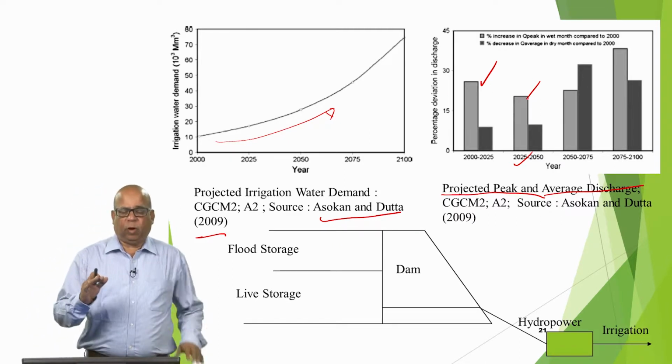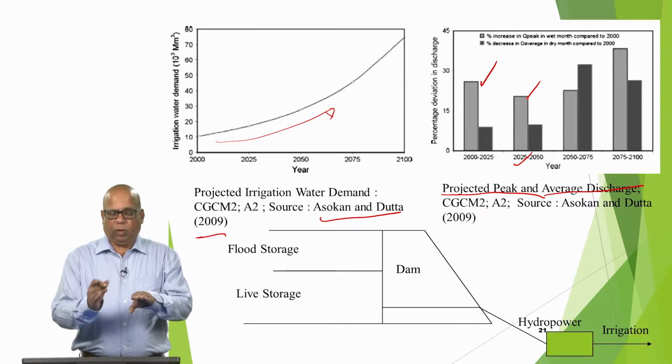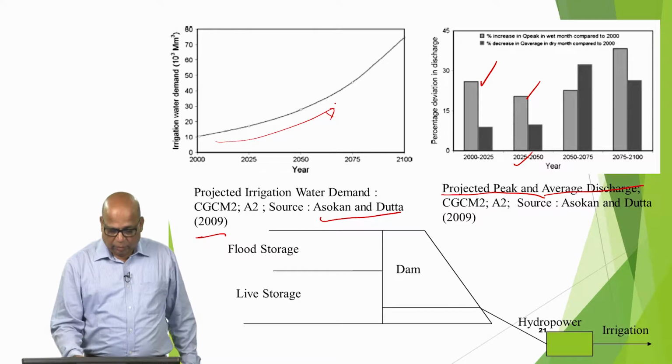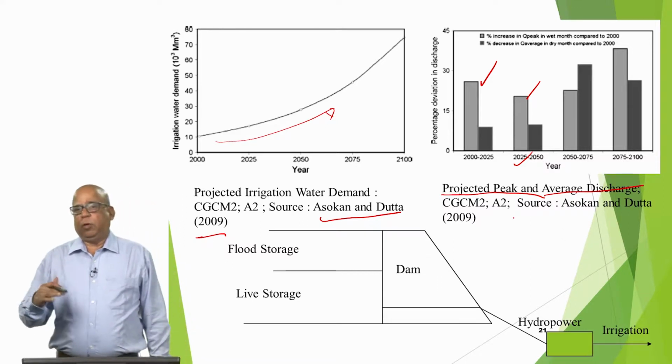So, we need to address all of these. On one side the stream flow may be going down, the demands may be going up and the peak flows are likely to go up. Then we develop what are called the adaptive responses.